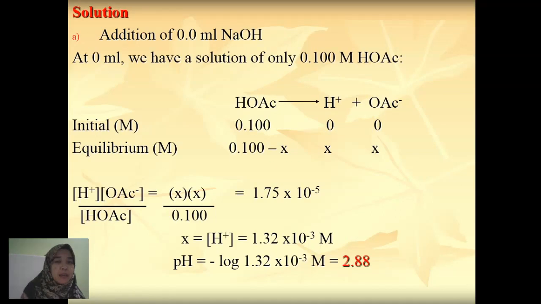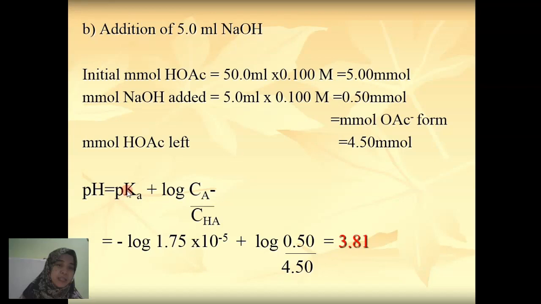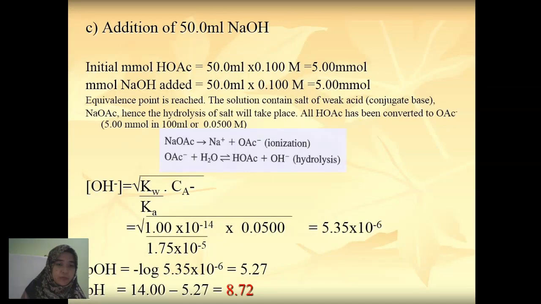First of all, add 0 ml of sodium hydroxide. As in the previous equation used, just use the equation and put it as it is. The Ka value for this is 1.75 times 10 power of -5. The pOH is the negative log of 5.35 times 10 power of -6, equal to 5.27. Therefore, the pH is 14 minus 5.27, equal to 8.72.